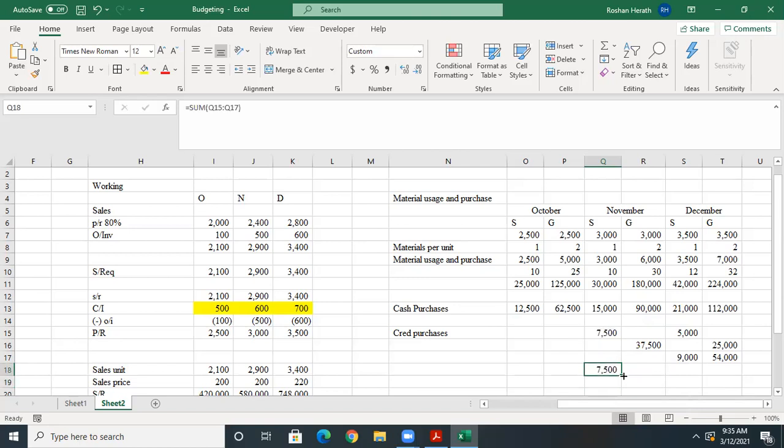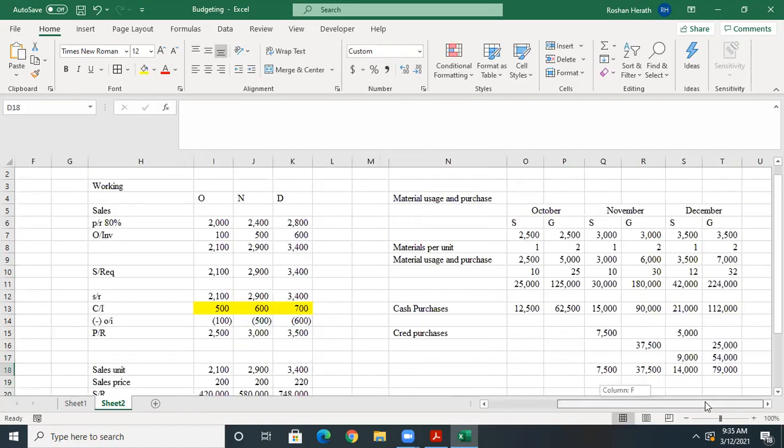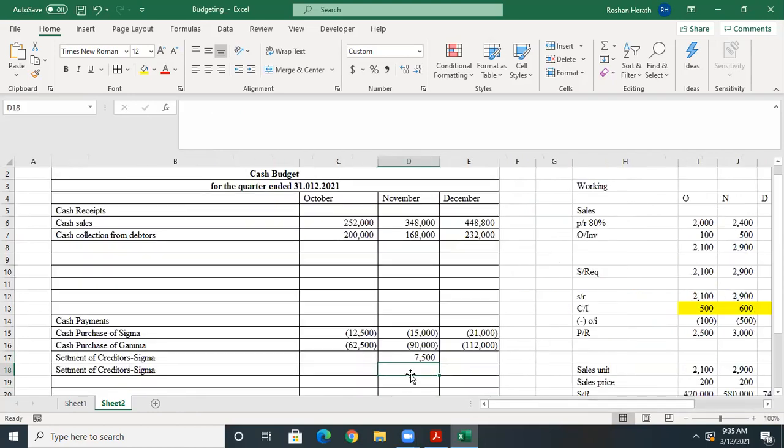මේ ටික තමයි ඔයාලට settle කරන්න තියෙන ඉදිරි මාසවල. Sigma සඳහා 7,500ක් ගෙවන්න ඕනේ. Gamma 37,500 ගෙවන්න ඕනේ. ඒ amounts දෙක 7,500 and 37,500.